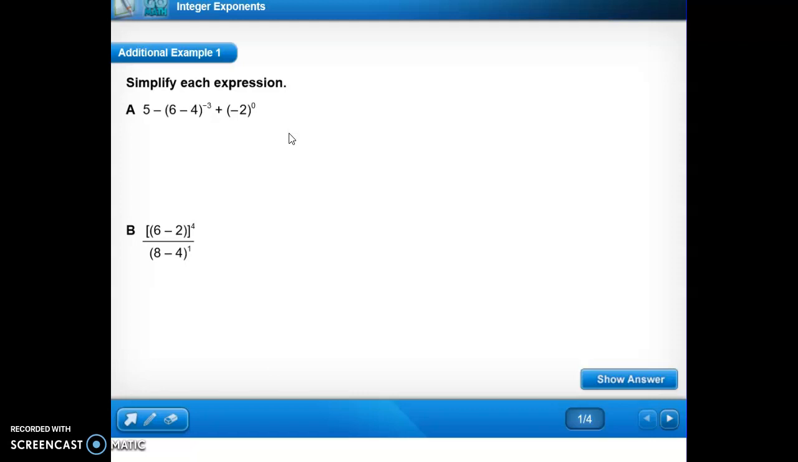All right, I'm going to go through this. So order of operations says that we need to do stuff inside the parentheses first. So I have 5 minus, and then 6 minus 4 is 2 to the negative 3rd power. And then this right here, anything to the 0 power is 1, so then I'm going to add my 1.